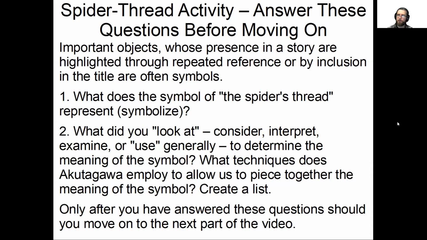Create a list. So we're going at this from two different angles. One, through the interpretive lens of how do we actually engage with the symbol, and on the other hand, we're looking at this from Akutagawa's perspective. What is he doing as an author in order to frame the symbol or to try to influence the way in which we will interpret the symbol to convey his intended meaning? Only after you've answered these questions should you move on to the next part of the video.